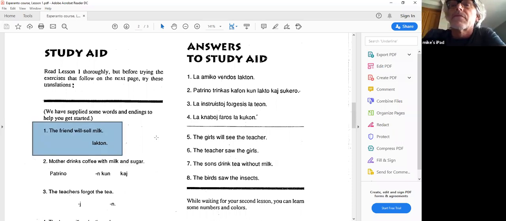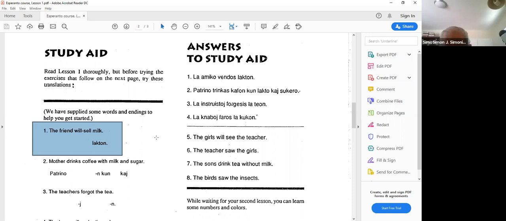Now, just a minute. See on the screen, it's in blue. Well, Simon, look at the screen. It's in blue, a blue box. Yeah. The friend will sell milk. Okay. So who is doing the selling? The friend. So we know friend is a subject. Now, which friend? The friend. So we need a la. Anytime it's the, we need la.